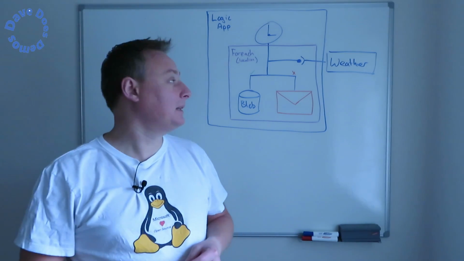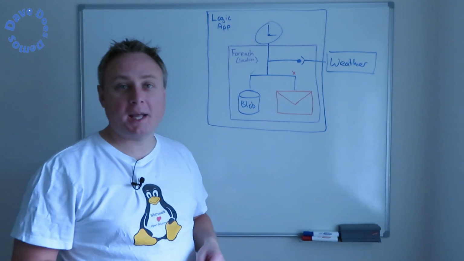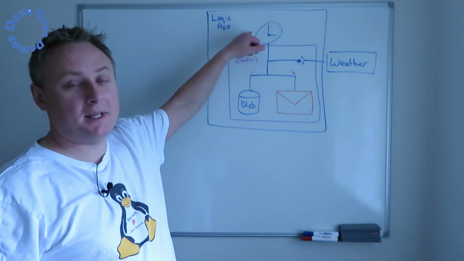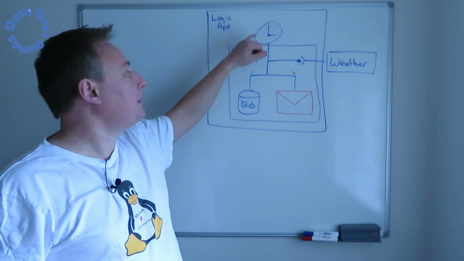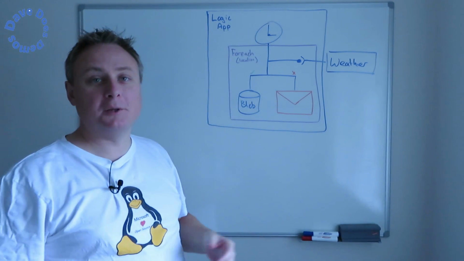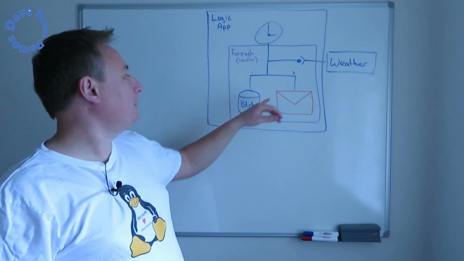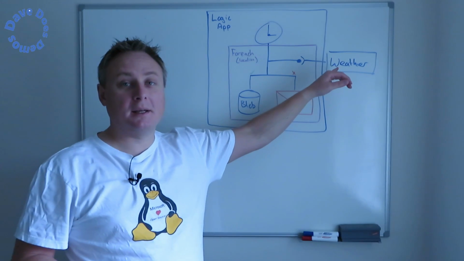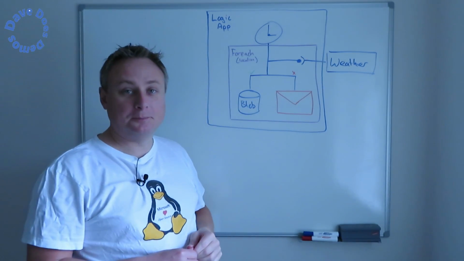So today's demo, I've drawn it up on the board, it's just a simple logic app. The trigger at the top here is going to be a timer running once a day. Then we're going to go into a for each loop just to get the data for multiple cities, and within that we're going to call out to the weather API that will return that data for us, and then we're going to pop it into Blob.